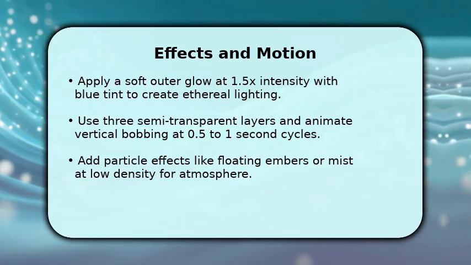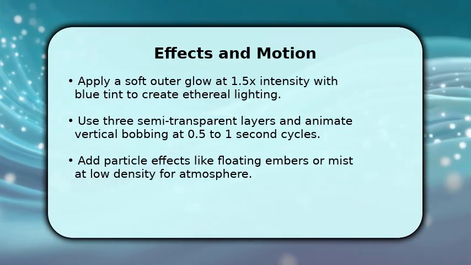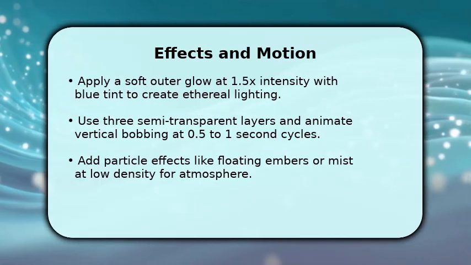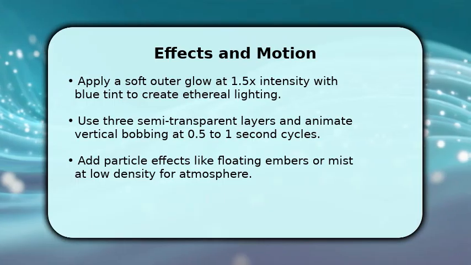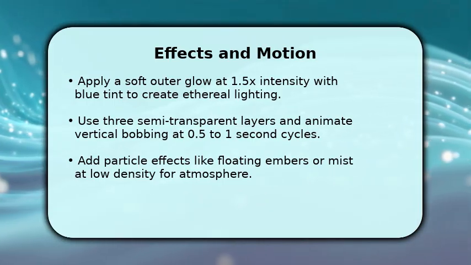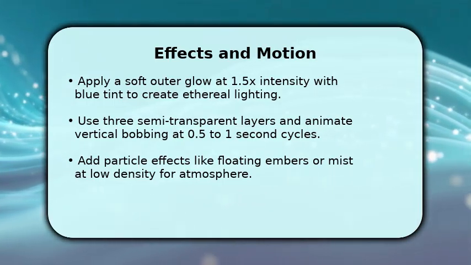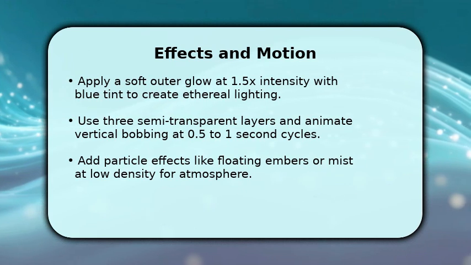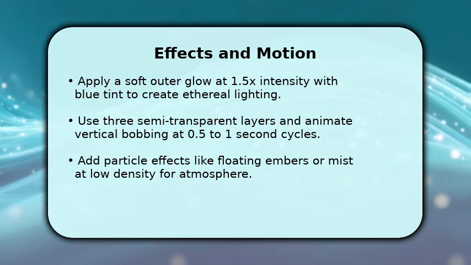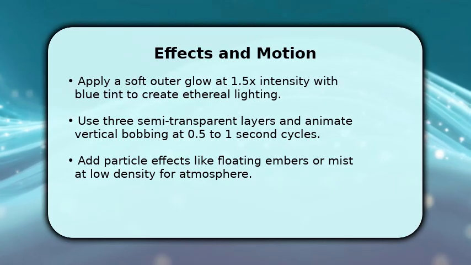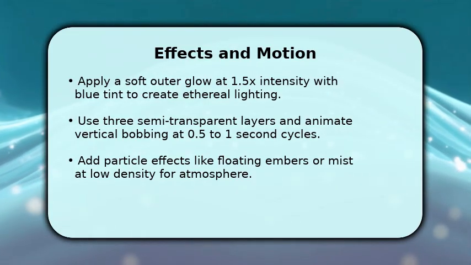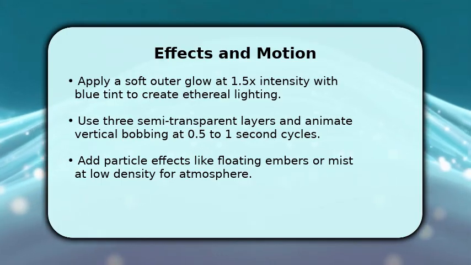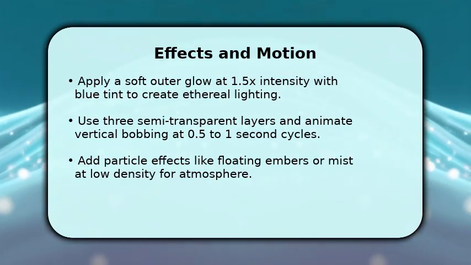Build depth by duplicating the character into 3 semi-transparent layers, offset slightly and set blending to screen or add. Animate these layers with gentle vertical bobbing in cycles of 0.5 to 1 second to simulate floating. Introduce low-density particle effects, tiny motes, drifting ash, or cold mist, placed behind and around the character to suggest presence without cluttering the scene. Complete the build by matching audio and environment.